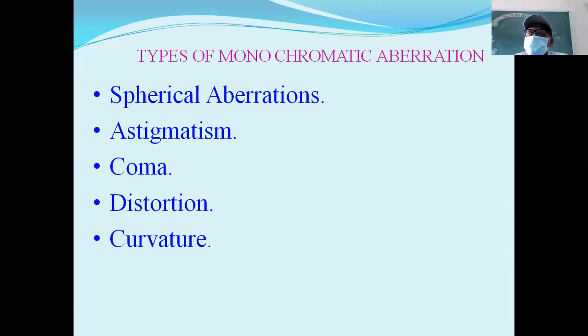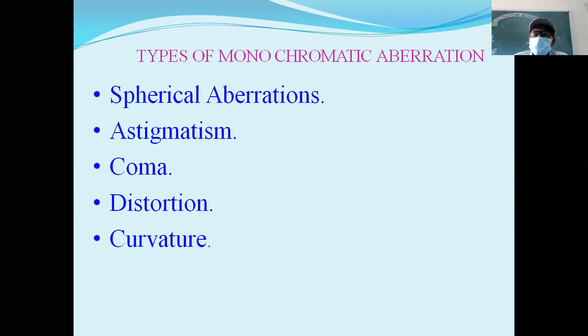Because of this, the image is scattered as well as elongated. So, to get a point image of a point object, the lens must be free of the monochromatic aberration.